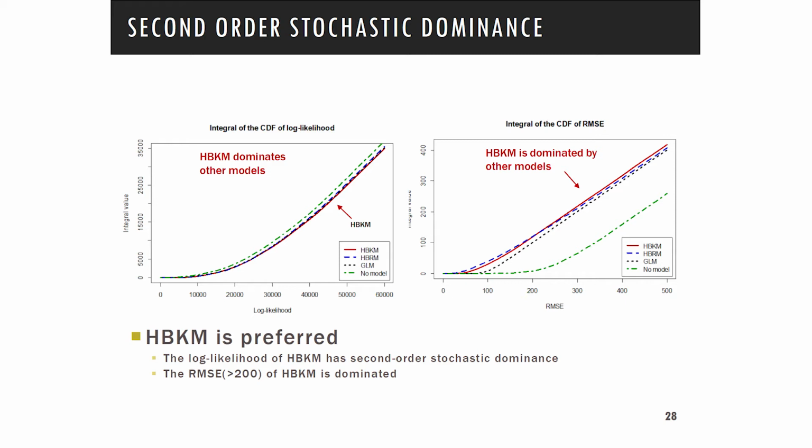In the case of RMSE, the upper distribution is the one that dominates because we want smaller values of RMSE. But we can see that around value 200, for RMSE values that are less than 200, actually HBRM is the one dominating. So HBRM tends to perform better for smaller values of errors. But in the case where we have large errors, HBKM is performing better. So it's able to kind of control those really extreme values for the estimation.